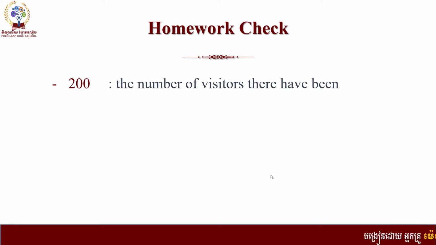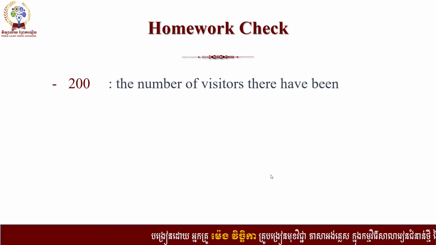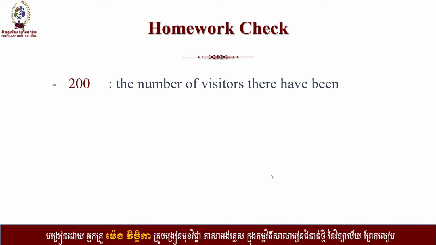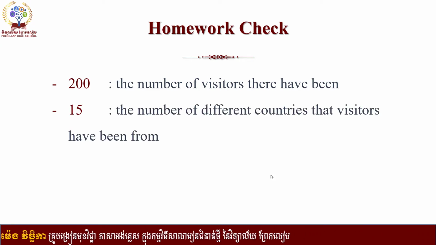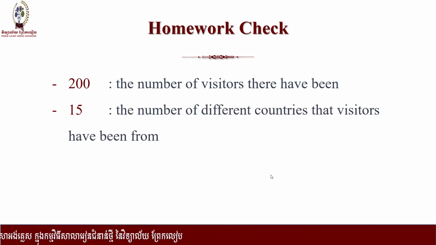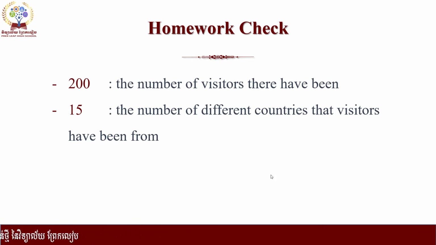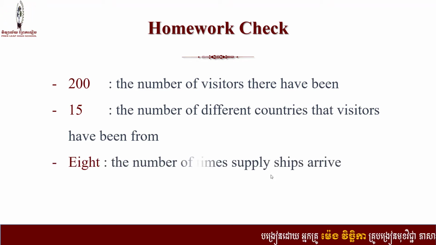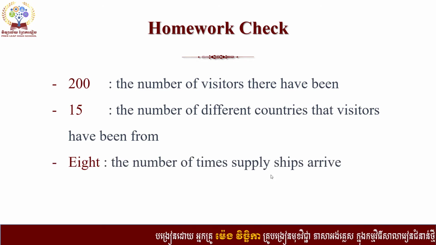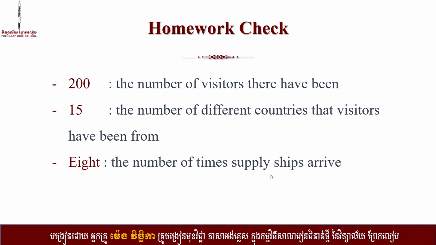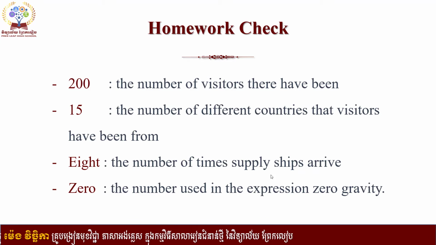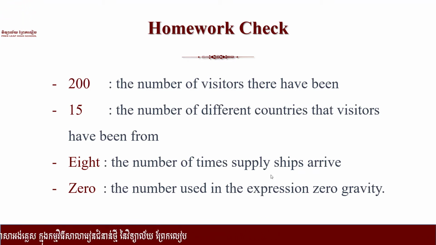200 refers to the number of visitors there have been. So there have been 200 visitors. Number 15 refers to the number of different countries that visitors have come from. So 200 visitors have been there, and they are from 15 countries. Number 8 refers to the number of times supply ships have arrived. And 0 refers to the number used in the expression zero gravity. So now we have done that.